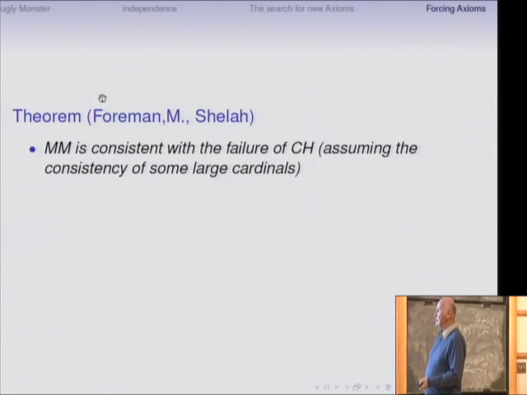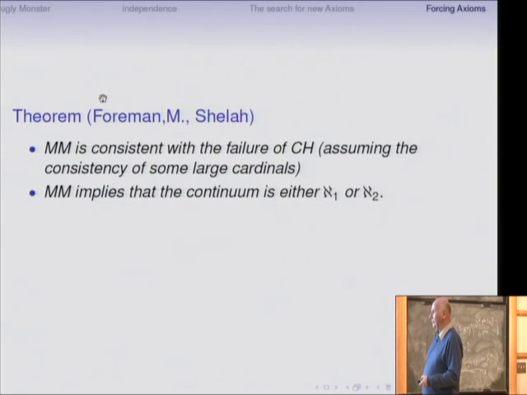The result is that it is consistent with the failure of CH, assuming the consistency of some large cardinal. But here comes the surprise. It implies that the continuum is either Aleph 1 or Aleph 2. Whereas with Martin's axiom, you could have the continuum as large as you want. Here, it has many, many other consequences, but it implies that the continuum is either Aleph 1 or Aleph 2. For Aleph 1, the axiom is trivial, because you're talking about meeting fewer than continuum many sets, but you can have it with the continuum being Aleph 2.